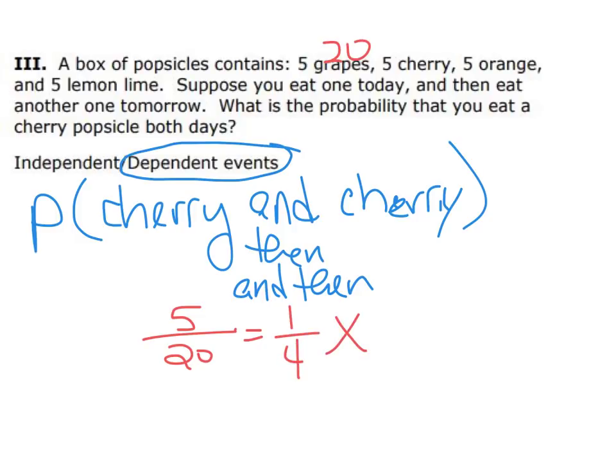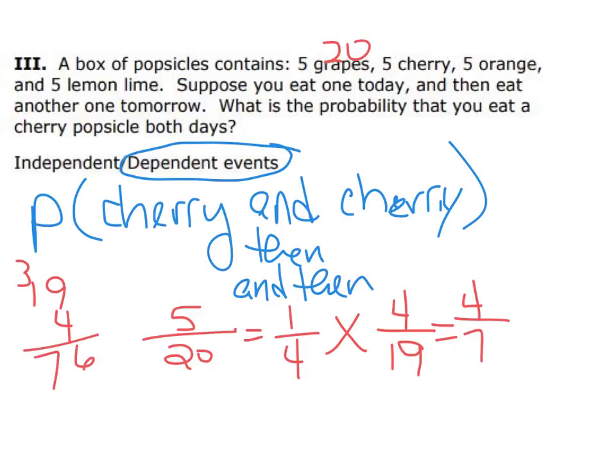So then times, what would be the second day's probability? 4 out of 19. Remember, there's no longer 5 cherry popsicles because you already ate one. So that is decreased by 1. And then there's no longer 20 popsicles because you already ate one, so that decreases by 1 too. So now all we have to do is multiply. 1 times 4 is 4. 19 times 4, 76. Can we simplify it?